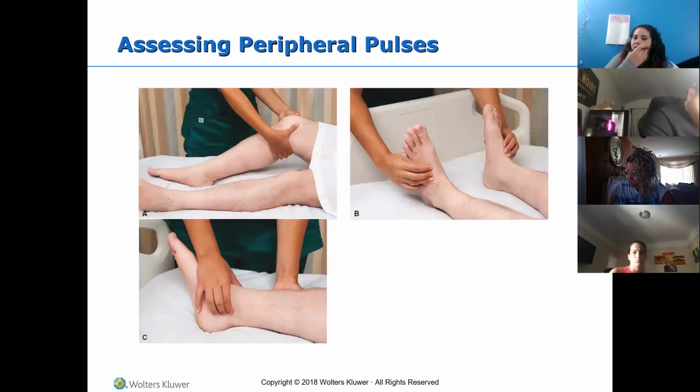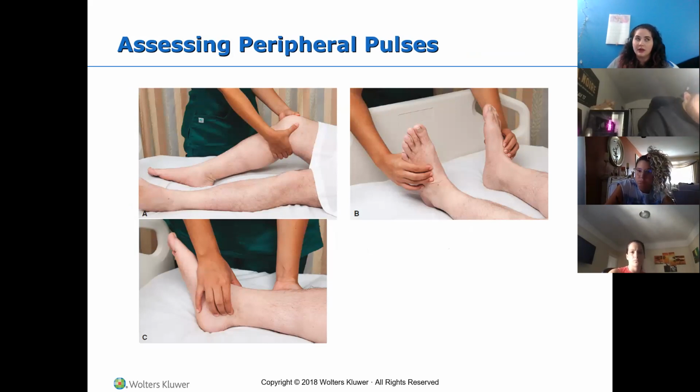Okay. Assessing peripheral pulses. As we know, pulse behind the knee, on the top of the feet, by the ankle. All of these need to be checked when you're dealing with somebody who has especially left side heart failure or issues of the kind.